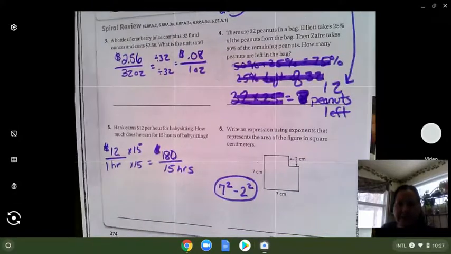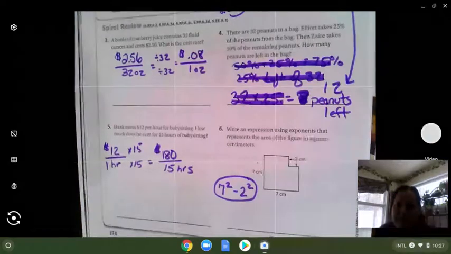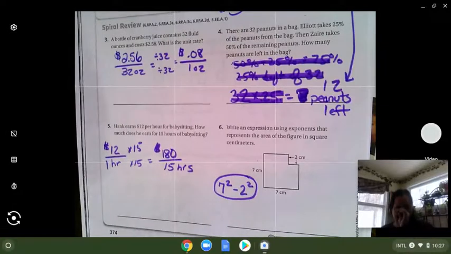Okay, then there are 32 peanuts in a bag. Elliot takes 25% of the peanuts from the bag. Then Zeri takes 50% of the remaining peanuts. How many peanuts are left in the bag? So the first time I did this problem, I didn't do it correct because I added the 25 and the 50, and then I figured out 75%. But really, the amount in the bag is changing. So first I had to do how much Elliot takes. So 25% of 32. I had to do that part first.